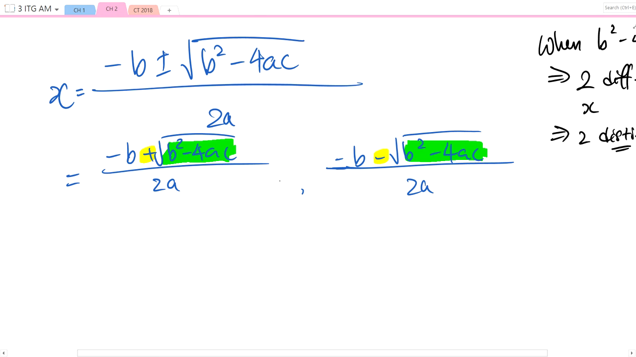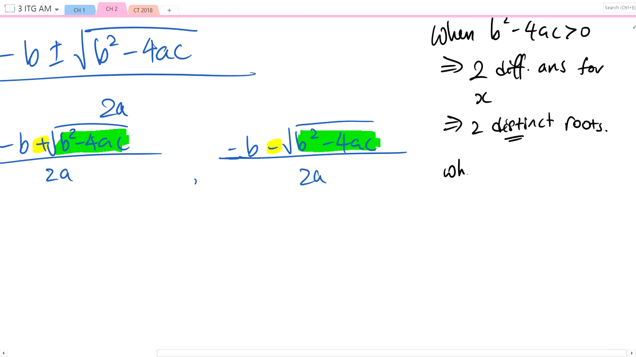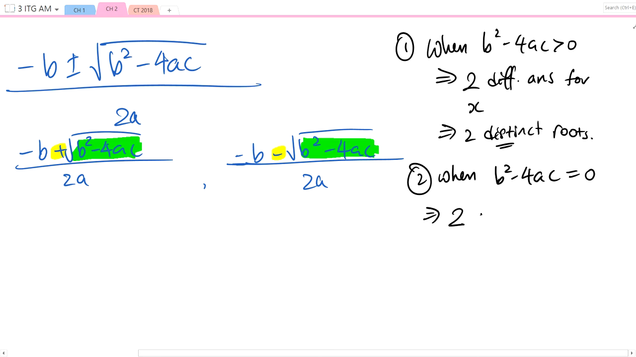If the green part is equal to 0, I've got negative b plus 0 divided by 2a, right? On the other one, the other solution, I've got negative b minus 0 divided by 2a. Aren't they the same? Agree so far? Who is lost? Anybody? Okay, so next, scenario number 2: when b squared minus 4ac equals 0, I've got how many answers? How many? 1. I will say I have 2 repeated answers. Do you agree? Can I say it this way?